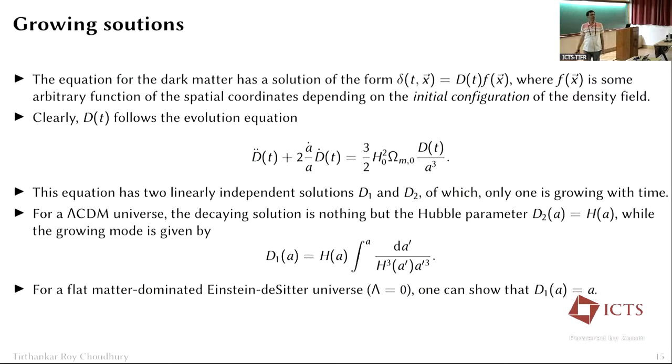You may have to solve it numerically, and these are done. So all standard cosmological packages will tell you what this quantity is. This quantity, this D, is known as the growth factor. So, growth factor of linear density fluctuations. That is how it's called.